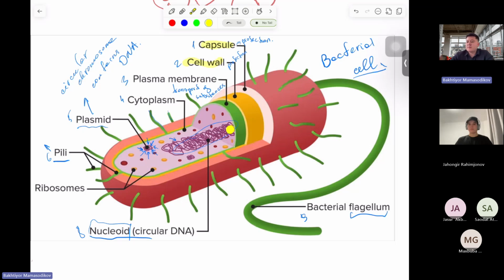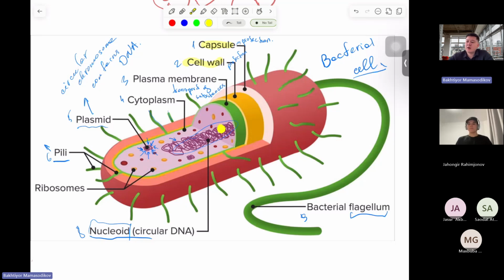So cytoplasm. Why do we need the cytoplasm? It's a jelly-like fluid inside of the cell, right? This is the jelly-like fluid inside of the cell. It's like a soup where everything is floating, all the organelles are floating.